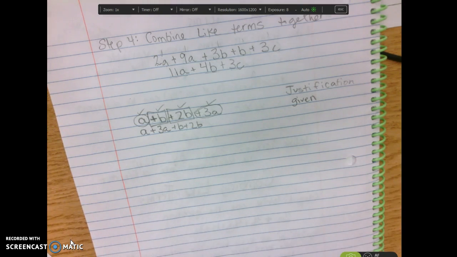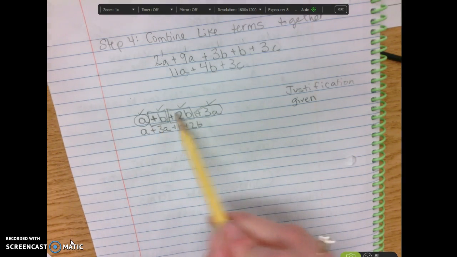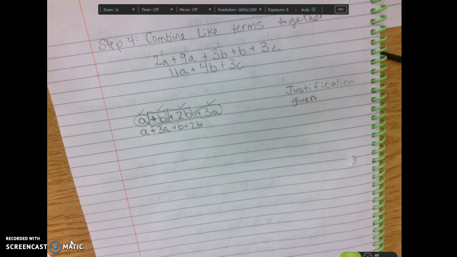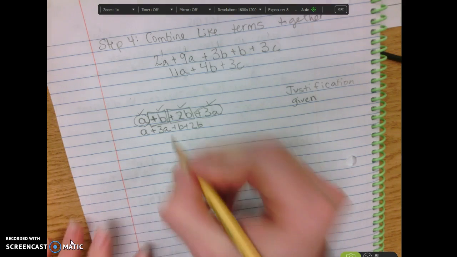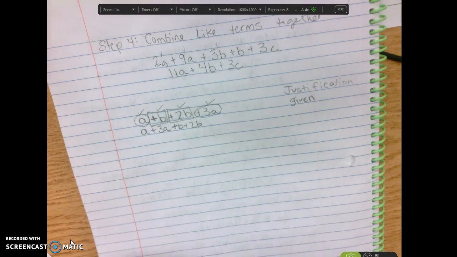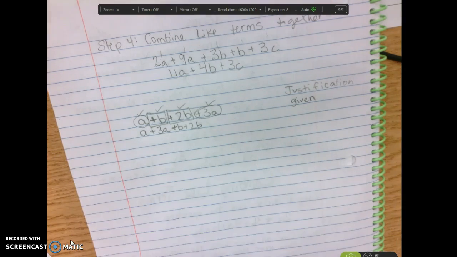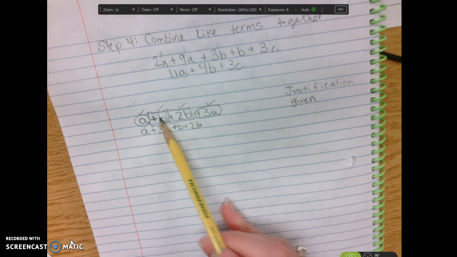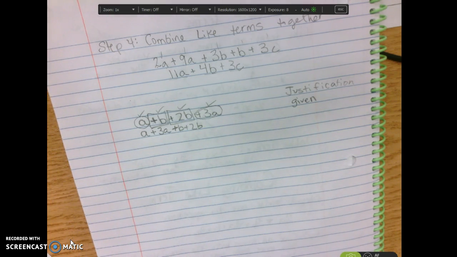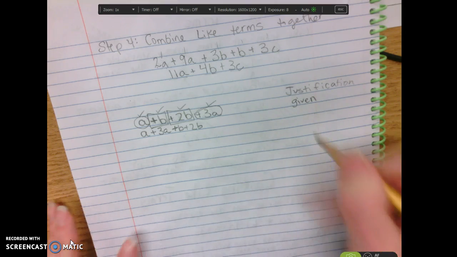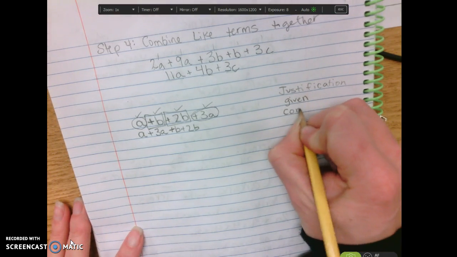Now I have to justify why I was allowed to change the order of these without knowing and making sure that I did not change what this problem was going to equal. The reason I'm allowed to change those is because we learned in the commutative property it doesn't matter which order I add these numbers in, I will still end up with the same numbers. So my justification here is the commutative property.